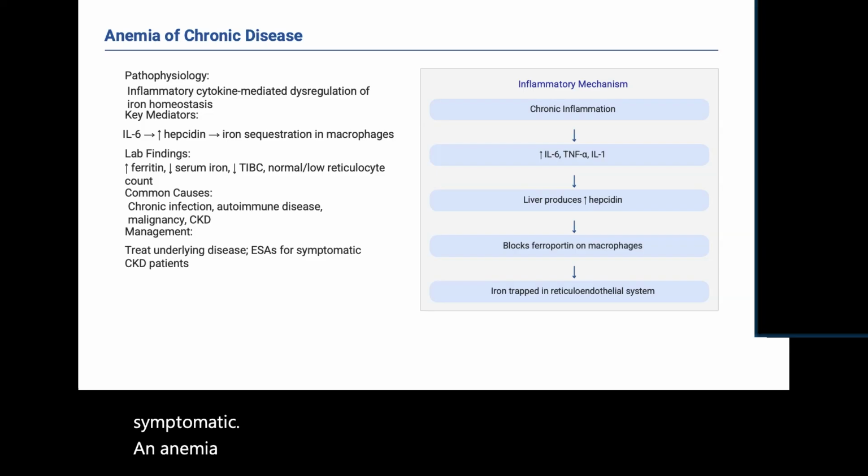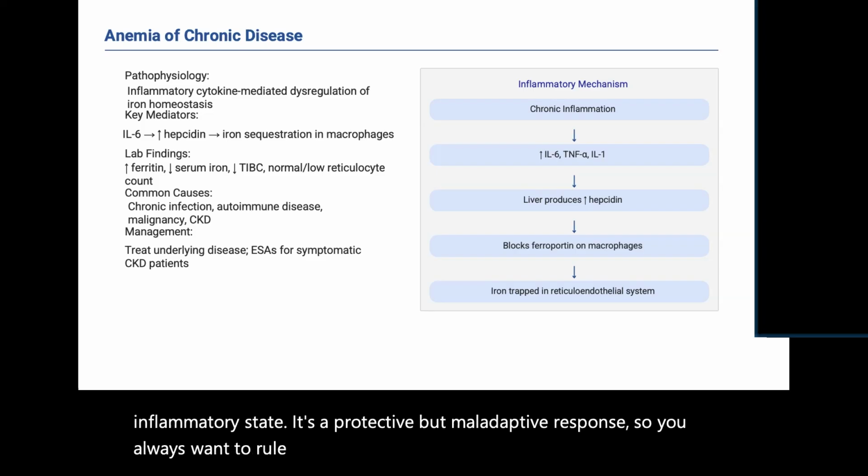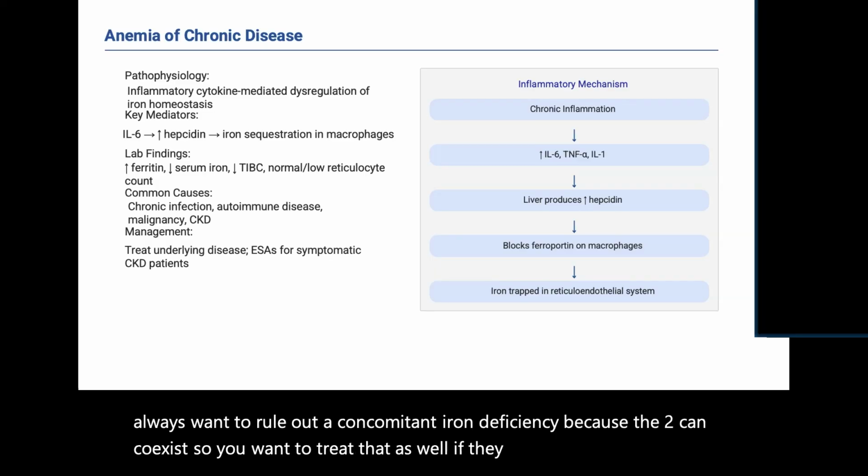Anemia of chronic disease is the body withholding iron during an inflammatory state. It's a protective but maladaptive response. So you always want to rule out a concomitant iron deficiency because the two can coexist. So you want to treat that as well if they do happen to have it.